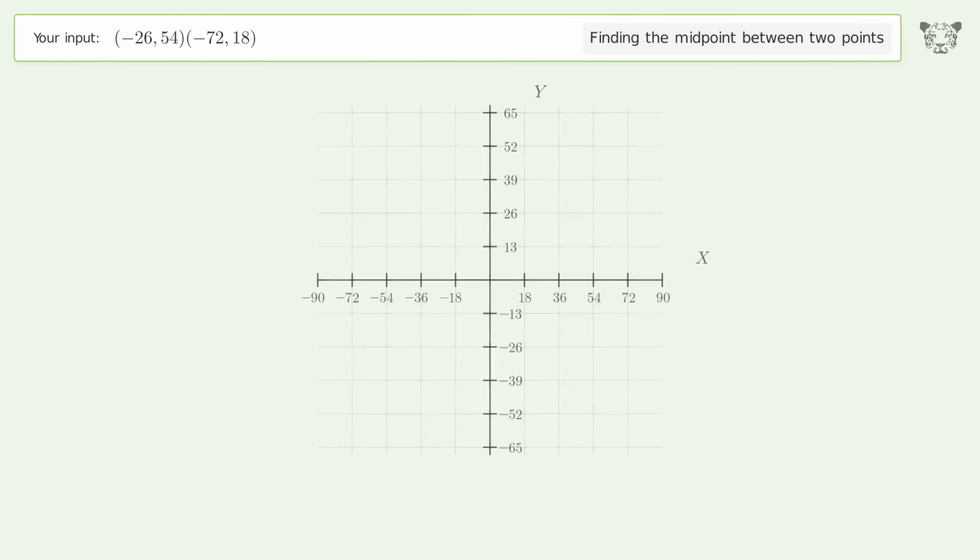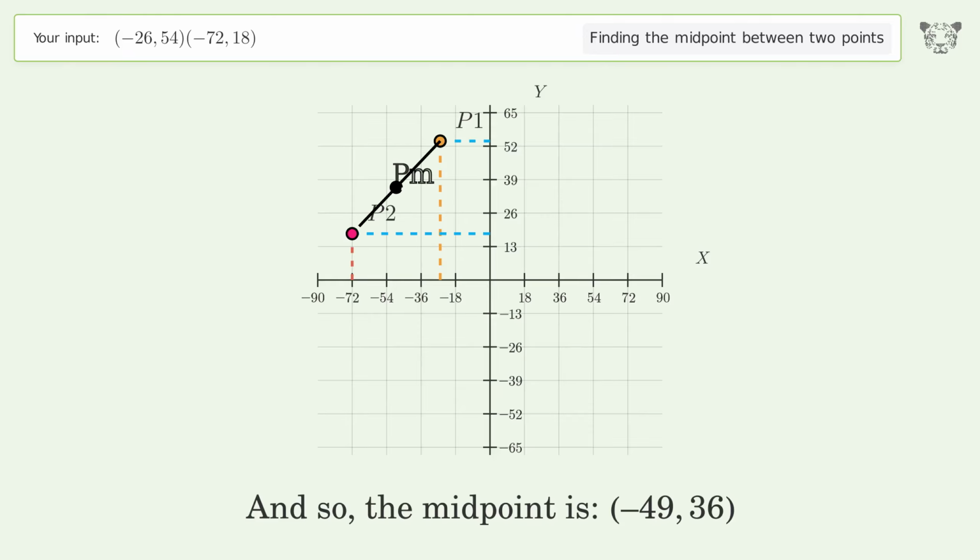And so, the midpoint is negative 49, 36.